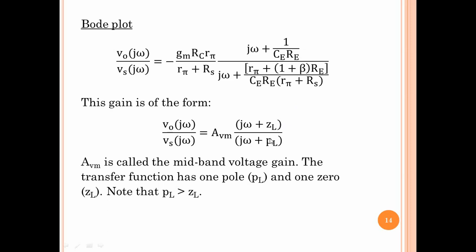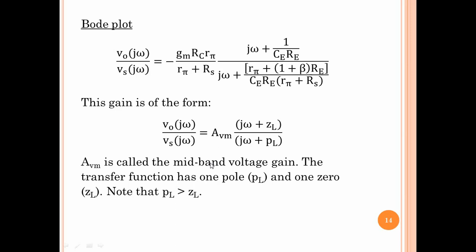Now let us draw a Bode plot of this. But let us notice that for this expression, PL is greater than ZL. Can you see that? This denominator is greater than the numerator. The term (1 + gm RE) is common, which means that the denominator term is greater than 1. Because beta is here, beta RE is much greater than RS. RE and RS are of the same order, so this term is greater than 1. That's why PL is greater than ZL.